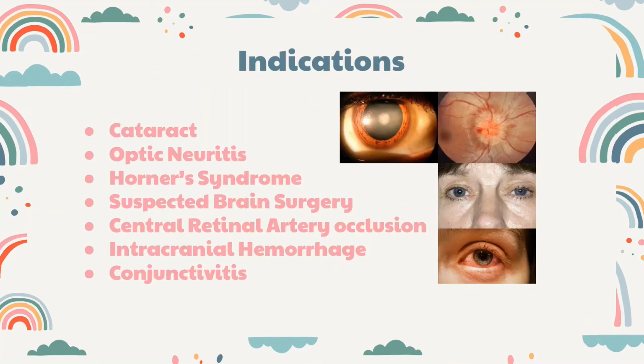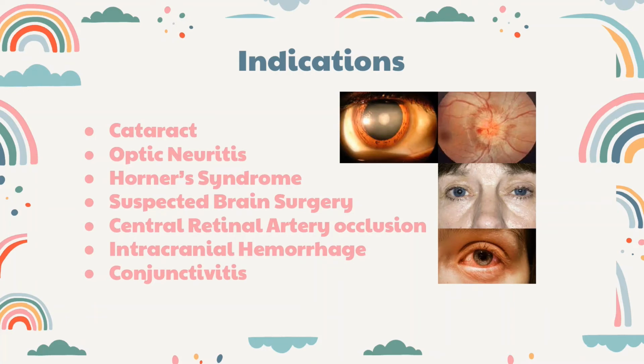First off, we have indications. The first indication is cataract. In patients with cataracts, the pupil often does not dilate as well. This is especially important in patients about to undergo cataract surgery, as the pupils will have to be dilated fully to expose the lens.